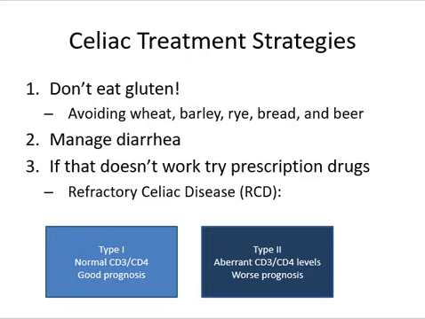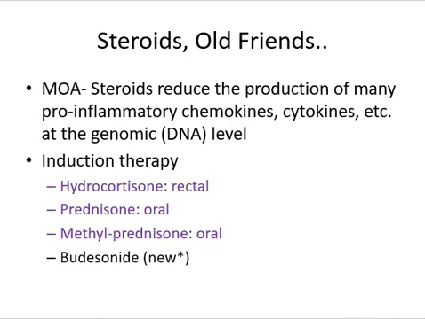Type 1 basically has a normal T cell ratio, looking at the CD3 to CD4 T cell ratio, and that offers a relatively good prognosis. Type 2, I would say, is basically an inflammatory exacerbated celiac disease. That's indicated by an aberrant CD3 to CD4 ratio or levels, and that offers a worse prognosis. That's the one that really needs to be dealt with using the anti-immunity type drugs that we're going to talk about in this lecture.